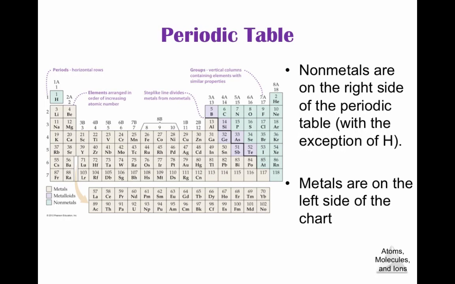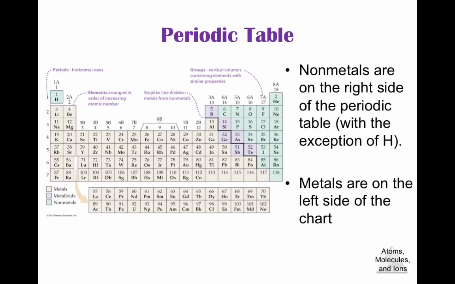And nonmetals are on the right side of the periodic table, except hydrogen. Hydrogen is over with the metals, even though it's a nonmetal, it's a gas. Metals are on the left side and make up most of the periodic table. Metals are malleable, ductile, and they exist as cations. That's because of the sea of electrons, which actually accounts for their excellent conductivity properties.